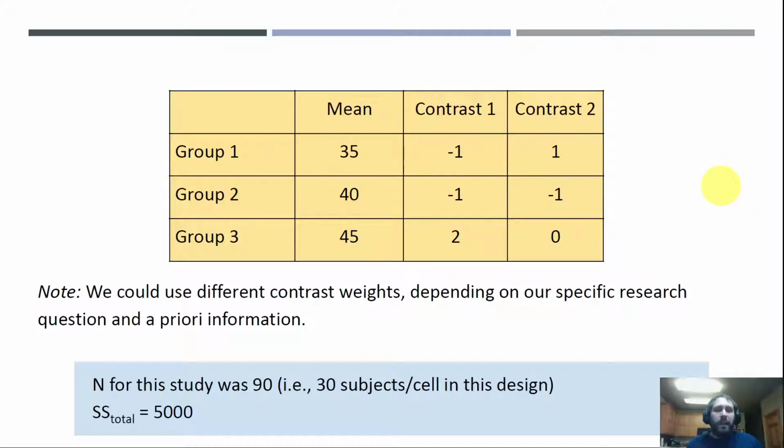Additionally, do those pairwise comparisons sum up to 0? So negative 1 times 1 is negative 1. Negative 1 times negative 1 is positive 1. 2 times 0 is 0. So negative 1 plus 1 plus 0 is equivalent to 0. So yes, we are on track for having orthogonal contrasts. And additionally, something I want to note is that we gave you the SS total here, which is going to be 5,000, and that's going to come into play later.